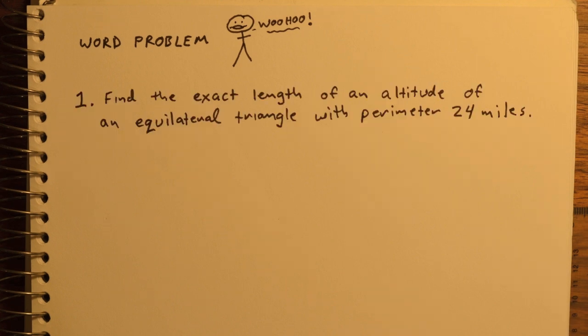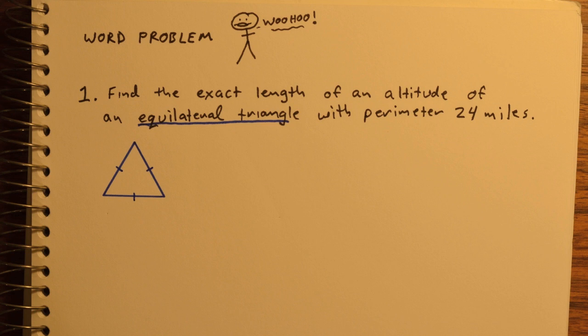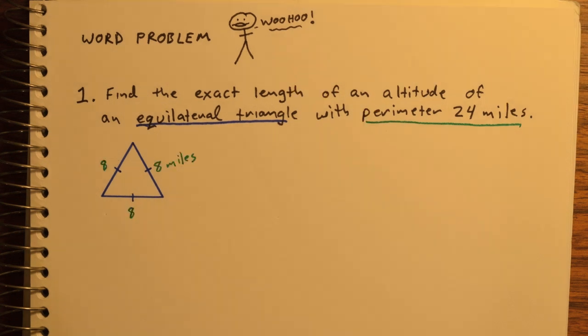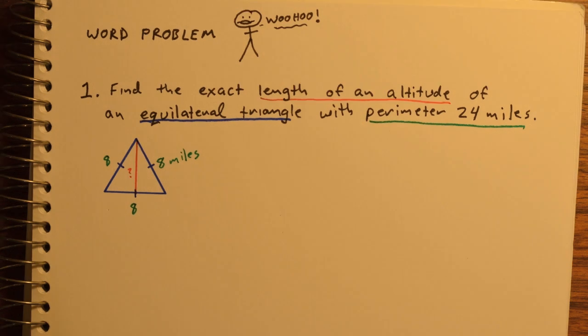Next, just a couple of word problems. First one, find the exact length of an altitude of an equilateral triangle with a perimeter of 24 miles. Take a minute and copy this down. Now, we know we're dealing with an equilateral triangle. Next, we know its perimeter is 24 miles. That means each side length is 8. And our job is to find the length of an altitude.